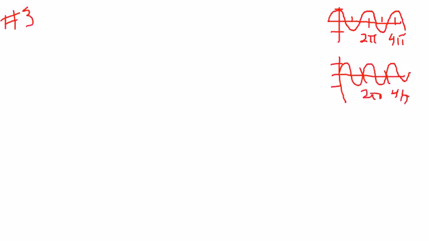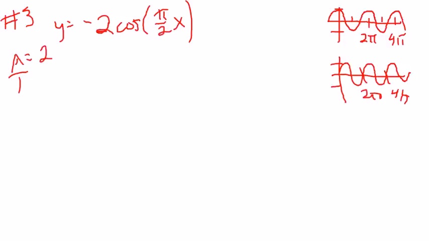Okay, C asks for y equals negative 2 cosine of pi over 2 x. This should also be pretty easy. Amplitude is equal to 2. It's always positive. Period is 2 pi over pi over 2, which gives me 2 pi times 2 over pi. The pi's cancel, gives me 4. That might be the only complicated part of that. That makes the frequency 1/4.